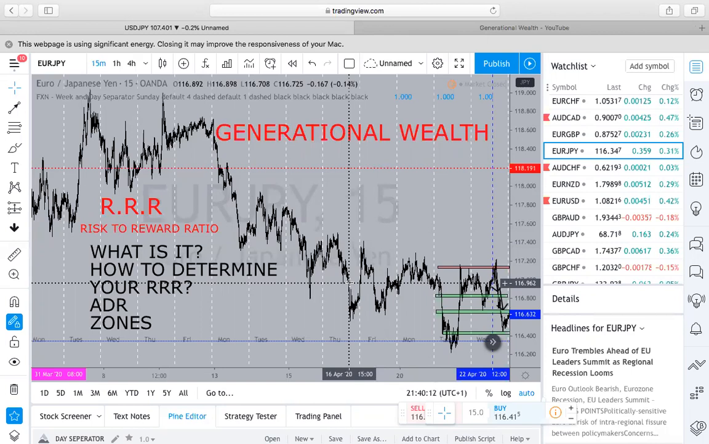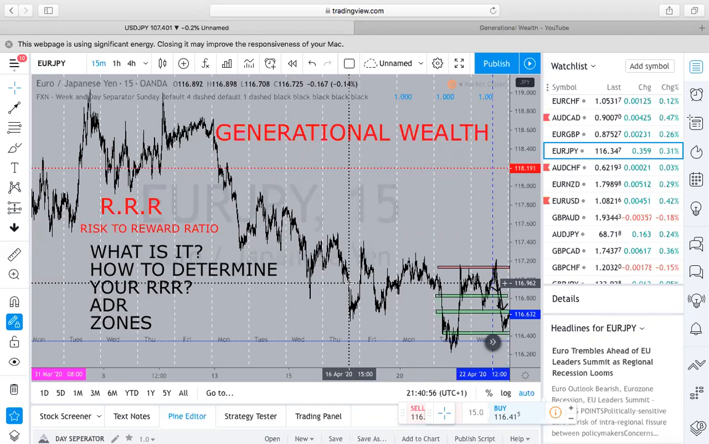So risk to reward ratio is, in sum, knowing when to aim for a certain measure of return in terms of the risk for a specific time, and that specific time will be your entries and your exits. So the risk to reward is pretty much determining our risk, of course, how much we are going to risk to enter a trade, and how much we expect to profit off the trade.